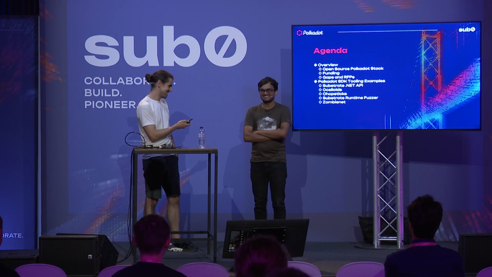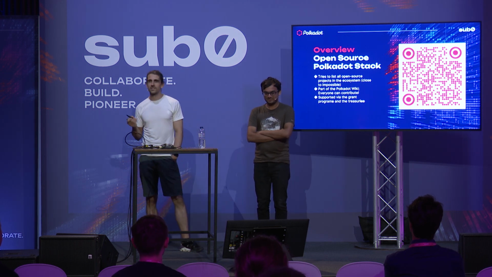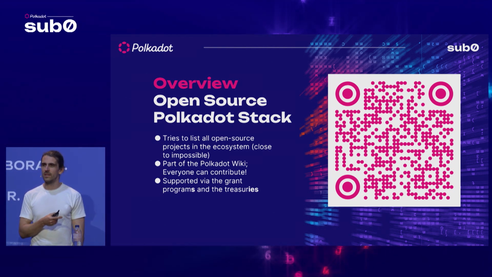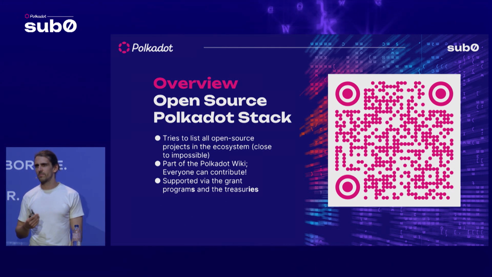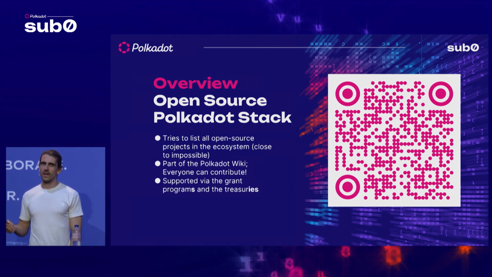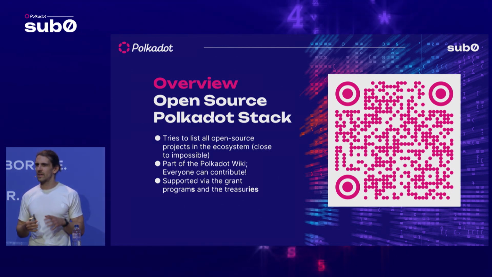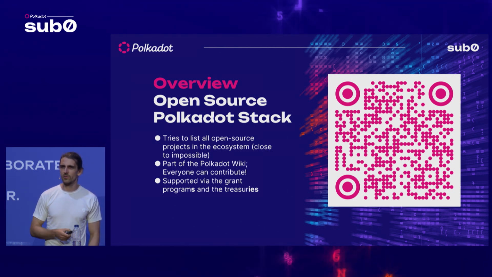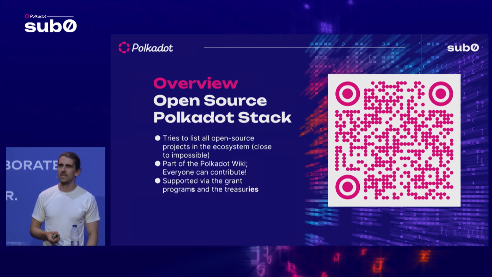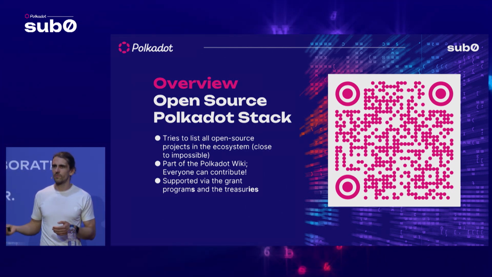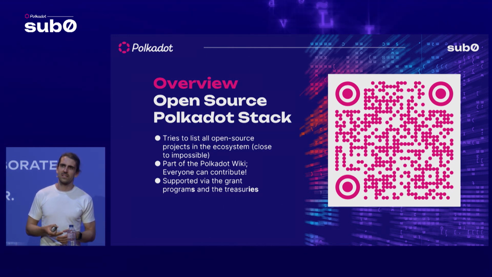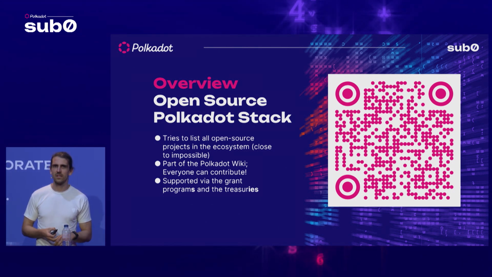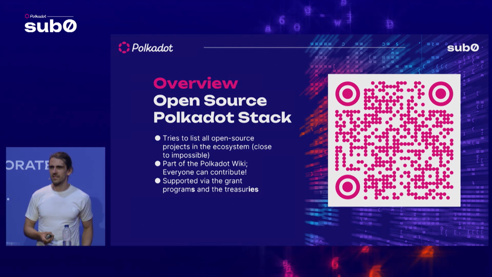Perfect. All right. If you take one thing away from this talk, it's probably this website. To give you some background, initially with grants, when people applied for grants, we had to have a way to keep track of what exists in the ecosystem, what is already created, and what people are working on, and basically to see if it is necessary to fund a certain project or not. So we created a public open source list that is accessible for everyone to see what projects exist in our ecosystem.